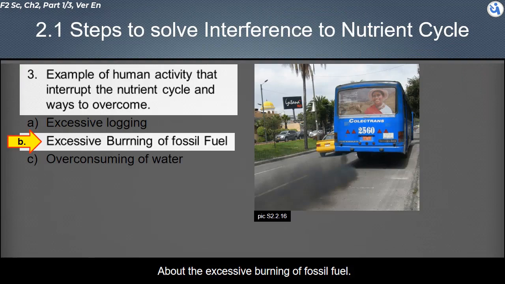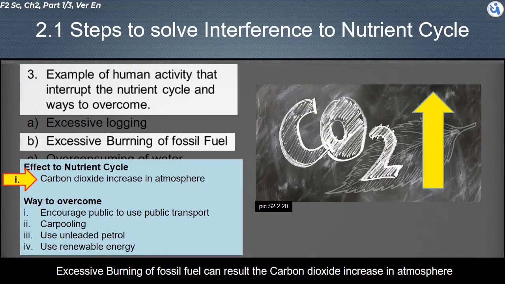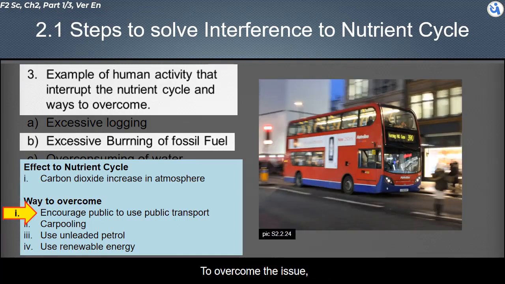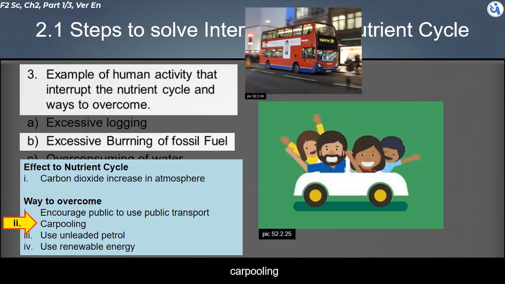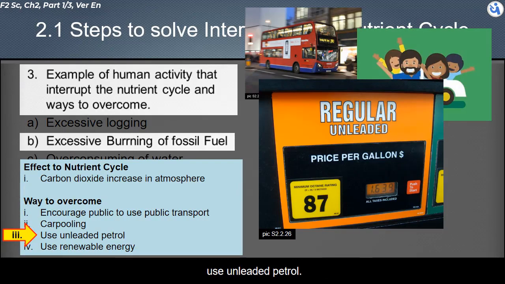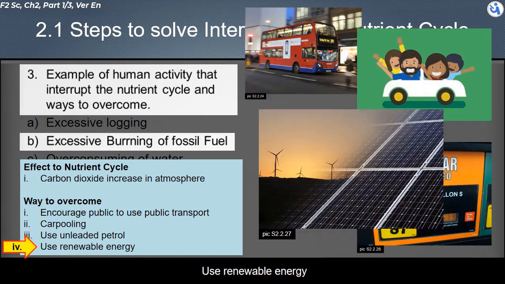About the excessive burning of fossil fuel. Excessive burning of fossil fuel can result in carbon dioxide increasing in the atmosphere. To overcome the issue, we can encourage the public to use public transport, carpooling, use unleaded petrol, and use renewable energy.